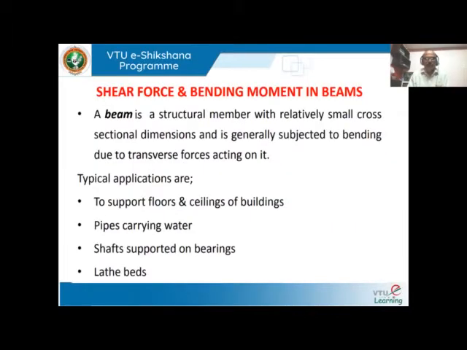Now, what is shear force and what is bending moment in beams? Before that, we have to know what a beam is. A beam is nothing but a structural member subjected to transverse load. Where do we find the application of these beams? In supporting floors and ceilings of buildings, pipes carrying water, shafts supported on bearings, lathe beds, and many things that we can see in front of us.